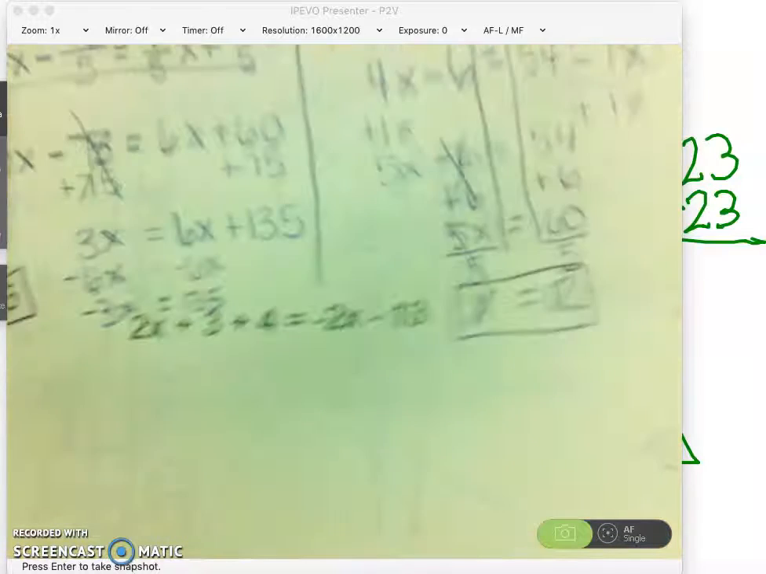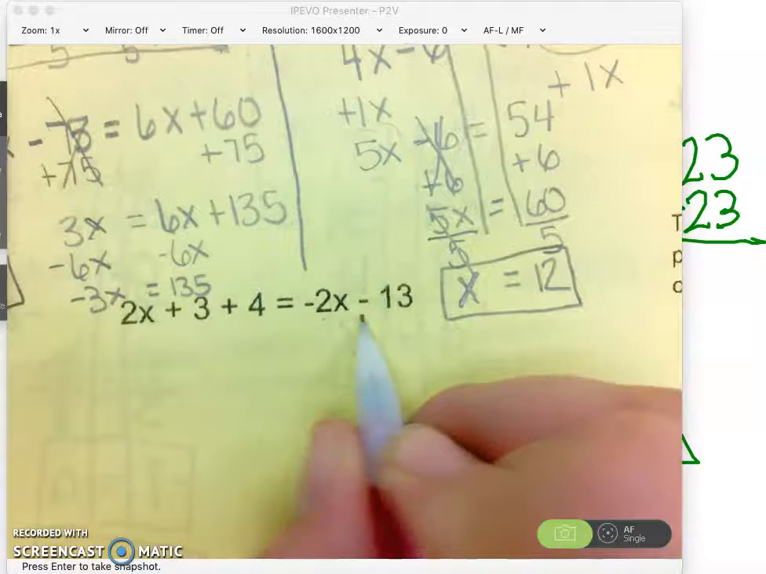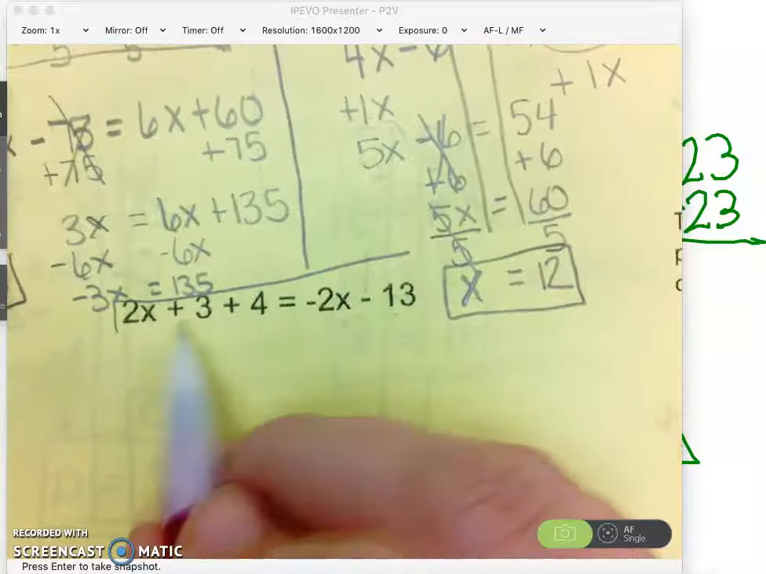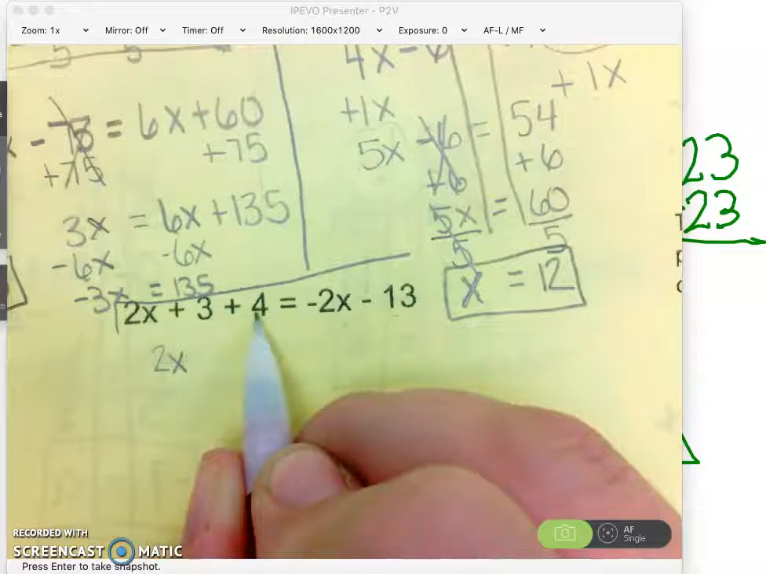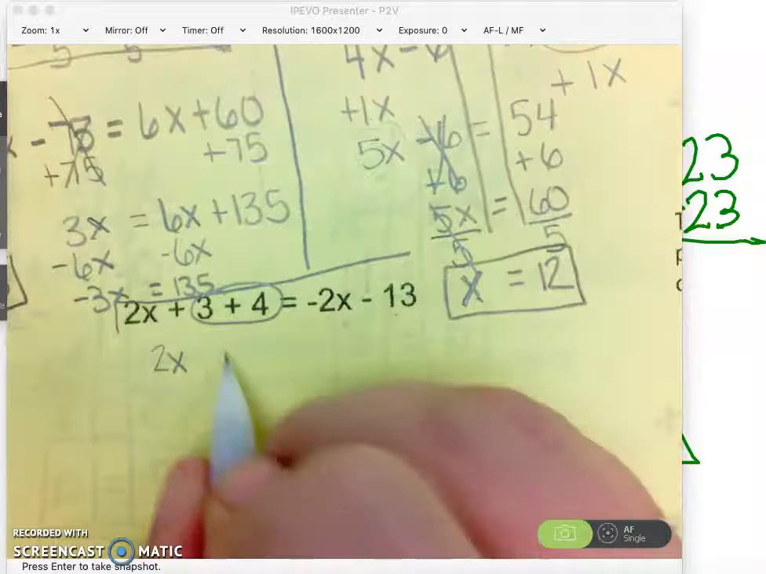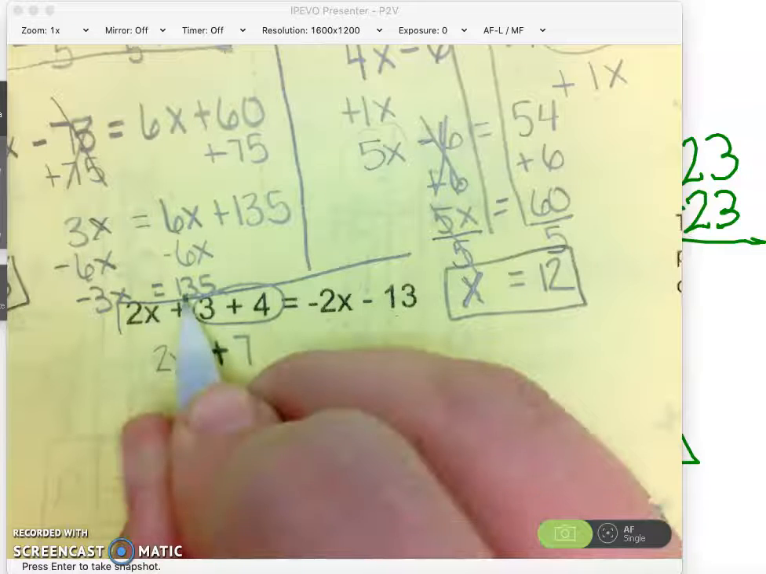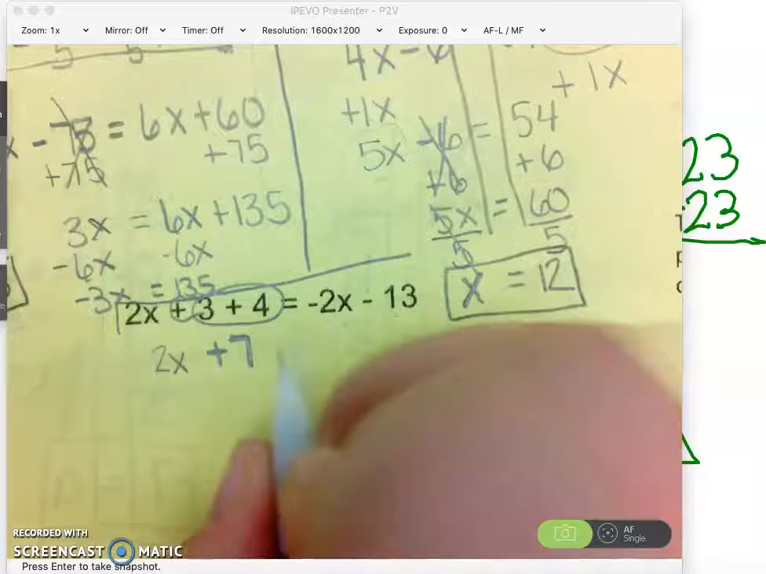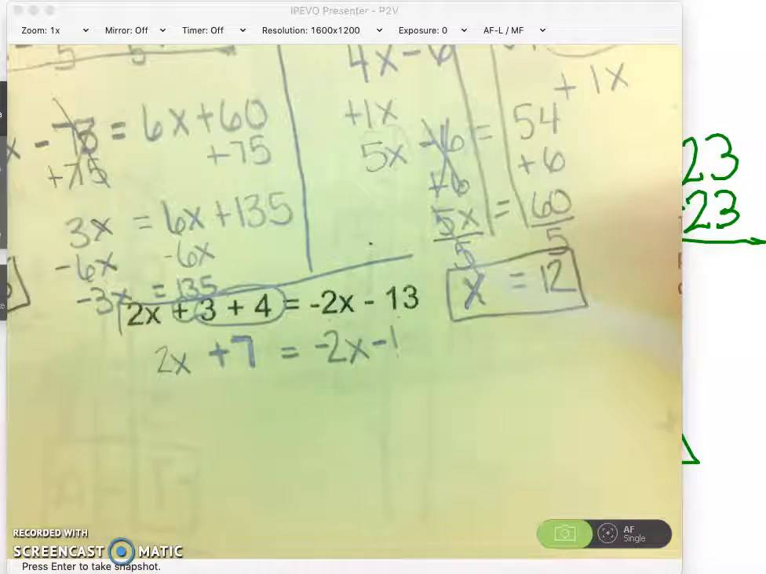Okay. Next one, 2x plus 3 plus 4 equals negative 2x minus 13. So I want to combine any like terms that I can. So I have 2x and no other x's on that side, so I can't combine it. But these constants are like terms, so I need to add them together or combine them, 3 and 4, and it's a positive 3 and a positive 4, so combining them makes 7. Over here I don't have any like terms, so I just continue.